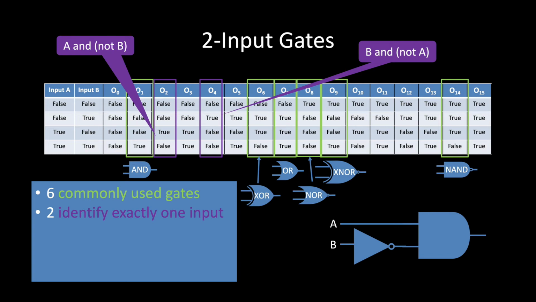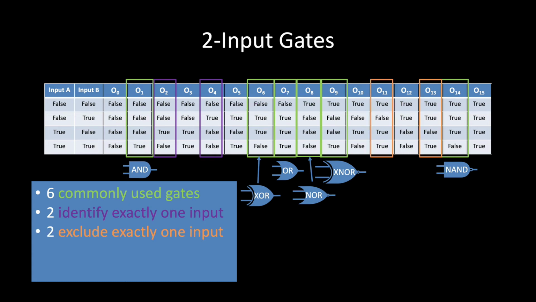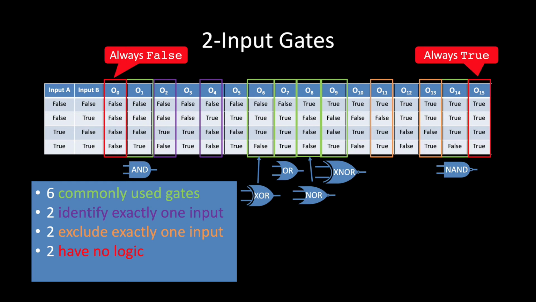I will note, however, that AND and NOR are also true for exactly one input. These 2 truth tables have exactly one row that's false, so for similar reasons they don't get names either, even though OR and NAND only have one row that's false also. 2 other truth tables represent gates that wouldn't have any logic. This truth table here always returns false regardless of the inputs, and this one always returns true. So it's not clear how such a gate would be useful.